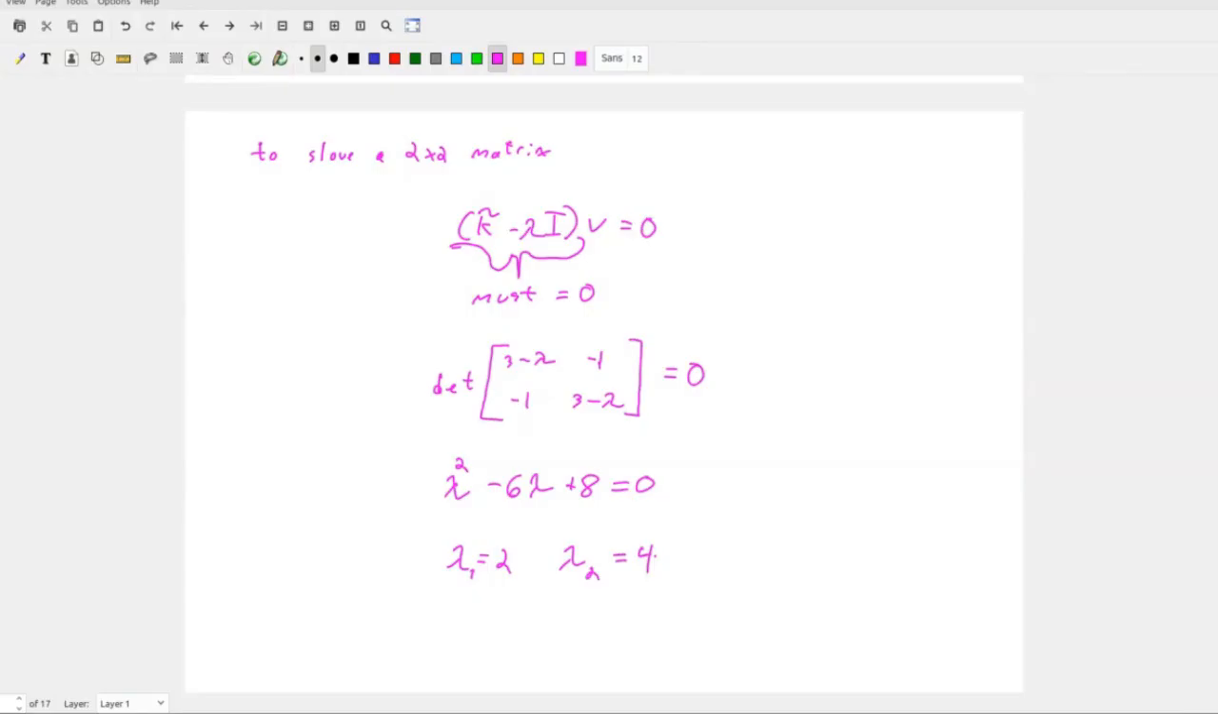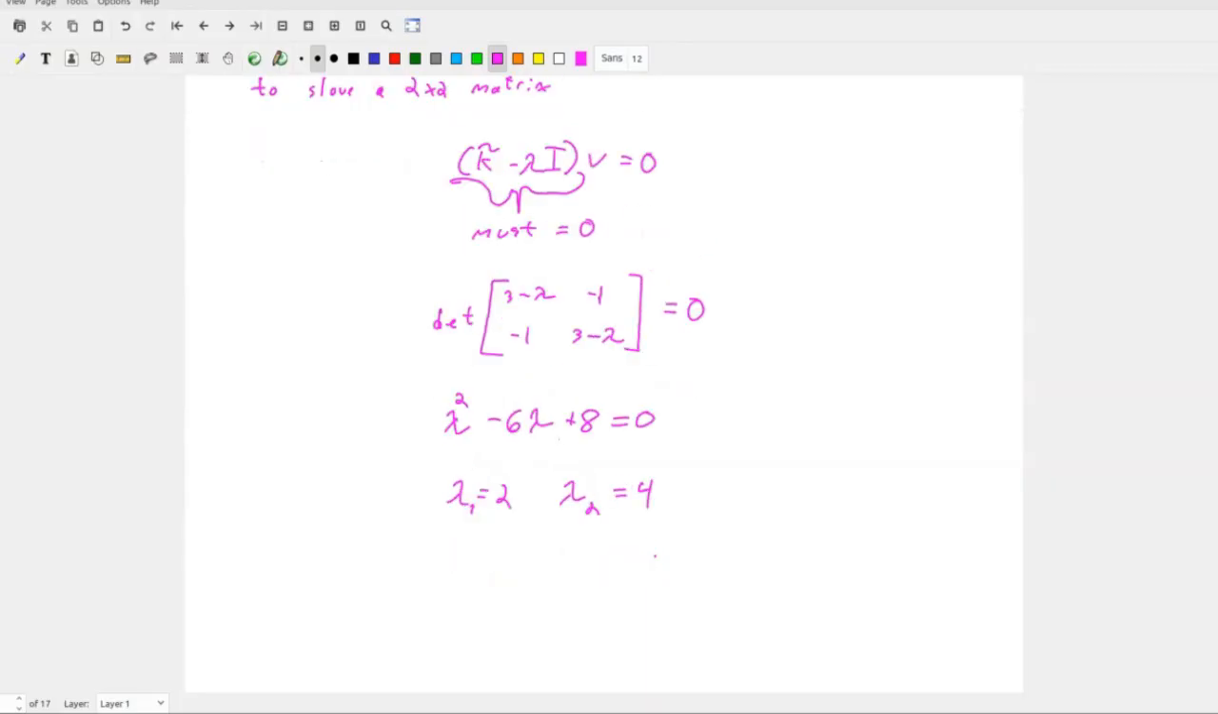Okay, so those are lambdas. So then what are my natural frequencies? What are the natural frequencies? The square root of lambda. Perfect. So omega 1 is equal to the square root of 2.